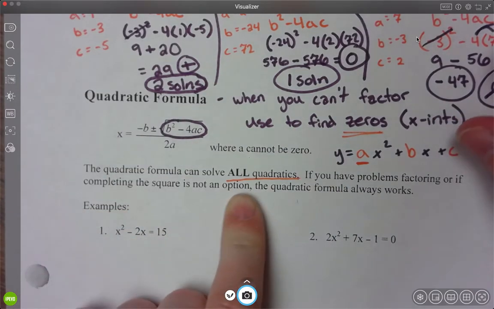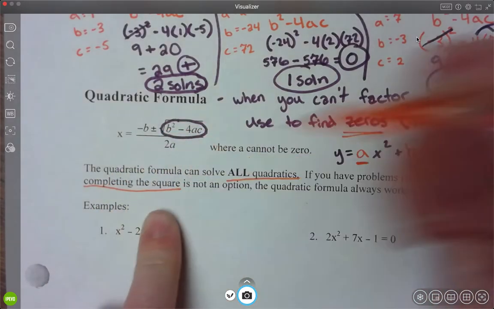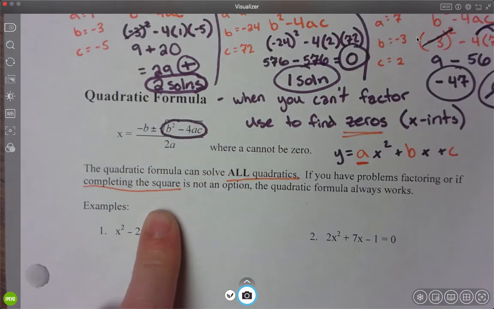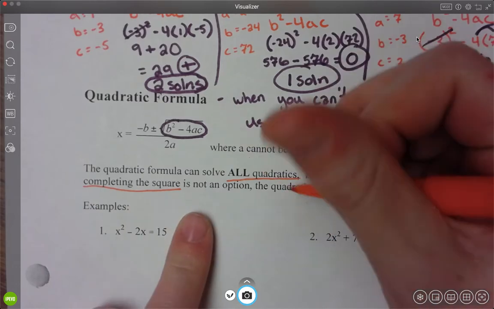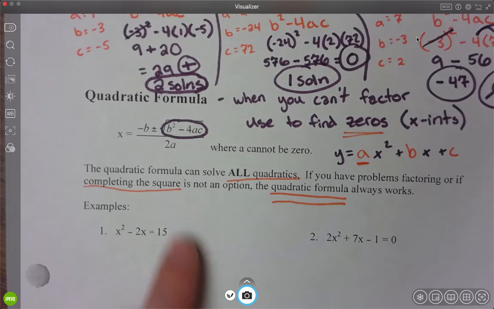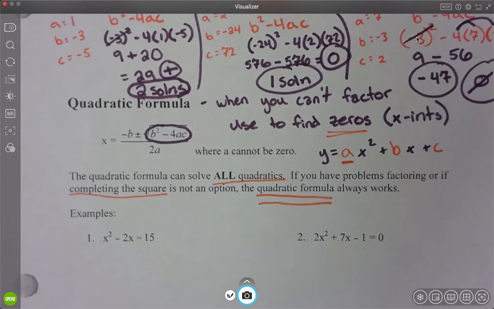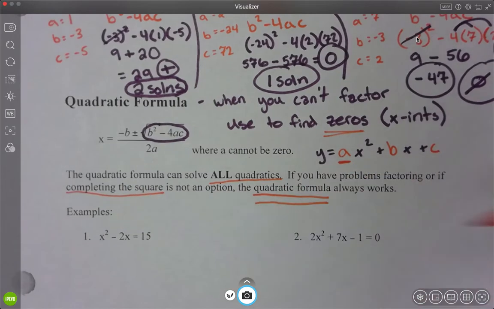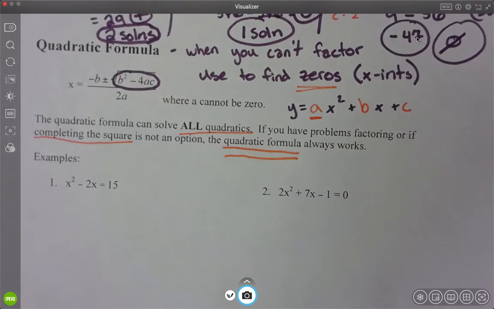If you have problems factoring or completing the square, we didn't go over a review on completing the square for one of these end-of-section reviews, but completing the square is another option besides factoring. But my upper level math kids, like my trig kids and my calc kids, resort to the quadratic formula rather than completing the square if factoring doesn't work. So there are two examples. We're going to go through each one, find where the zeros are, if there are any, and see what we get as an answer.